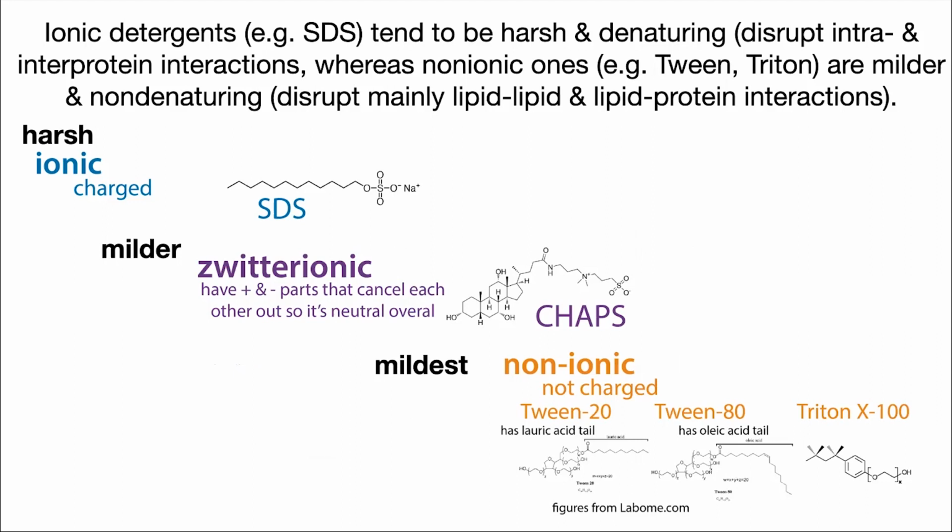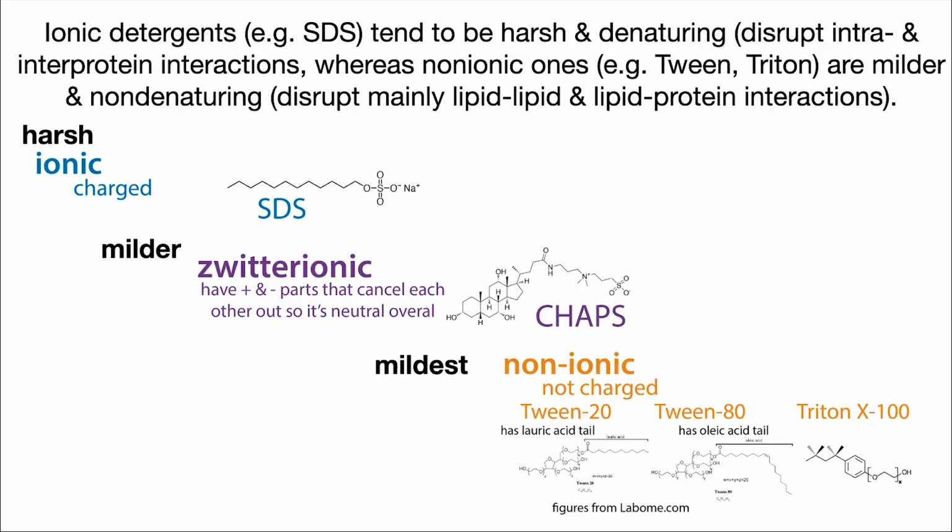But you probably don't want to go between different classes. This is because the ionic ones are going to be harsh, whereas the non-ionic ones are going to be much milder, and the zwitterionic ones are somewhere in the middle. By harsh, what I mean is they're going to be denaturing. They're going to disrupt the intra-protein interactions to unfold proteins and disrupt inter-protein interactions to break up protein interactions.